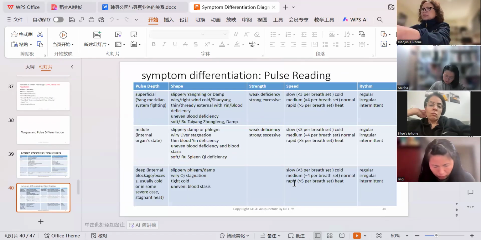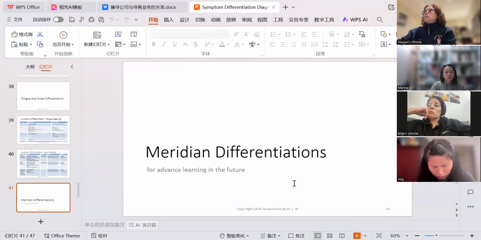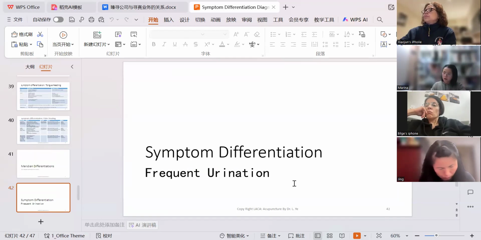Tongue and pulse differentiation, I think we will skip it because we don't particularly look into that. And the meridian differentiation, learning in the future, we will skip that too. I think we are running out of time. We only have about 15 minutes to come to the two hours.